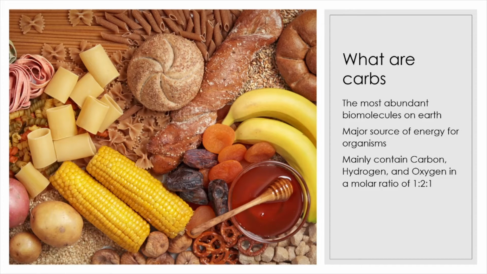Now, carbohydrates are the most abundant biomolecule on the planet. They serve as a major source of energy and structure to all living organisms, be it animal, plant, or human, such as ourselves. And they are made up of carbon, hydrogen, and oxygen atoms with a molar ratio of 1 carbon, 2 hydrogen, and 1 oxygen. They are found within our DNA as the ribose and within a plant cell as the cell wall.